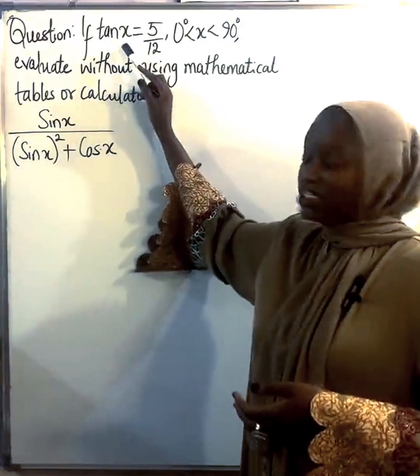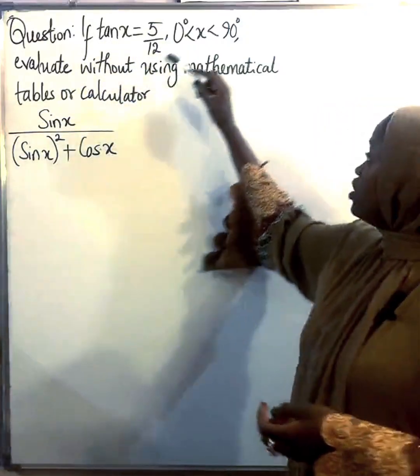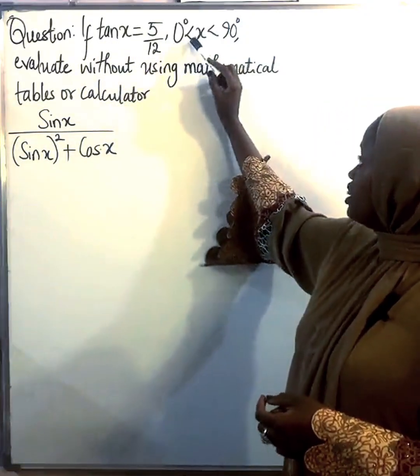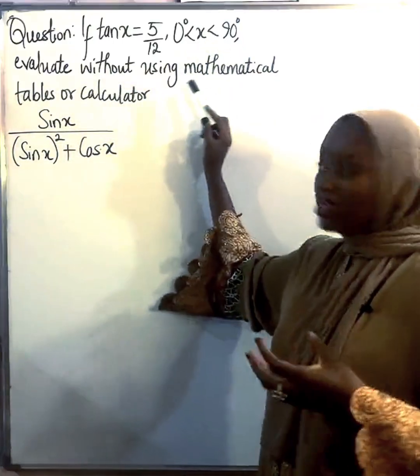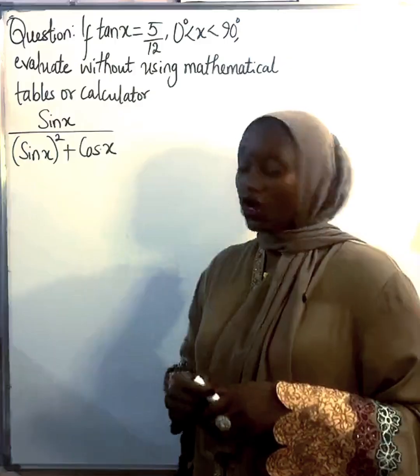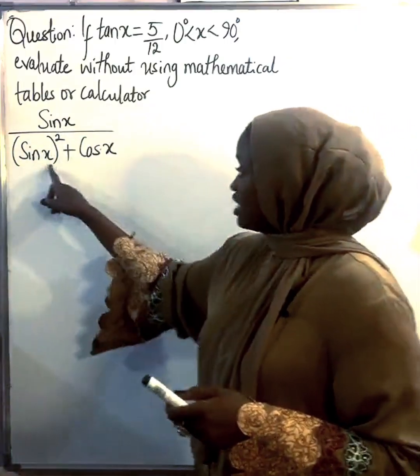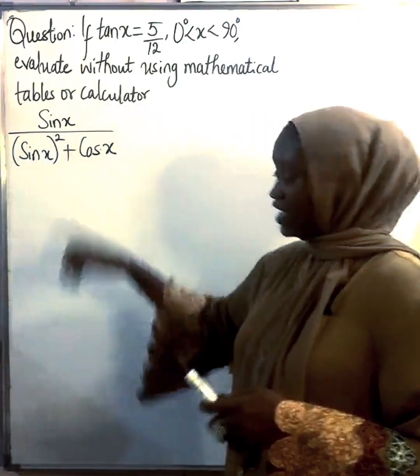If tan x is equal to 5 over 12, where 0 is less than x less than 90 degrees, evaluate without using mathematical tables or calculator: sin x all over sin squared x plus cos x.